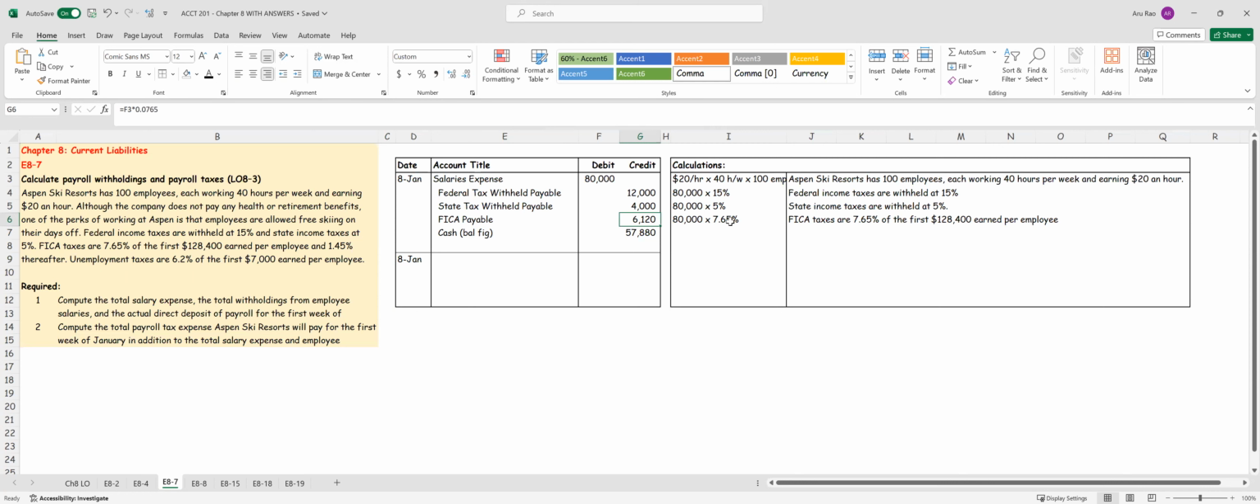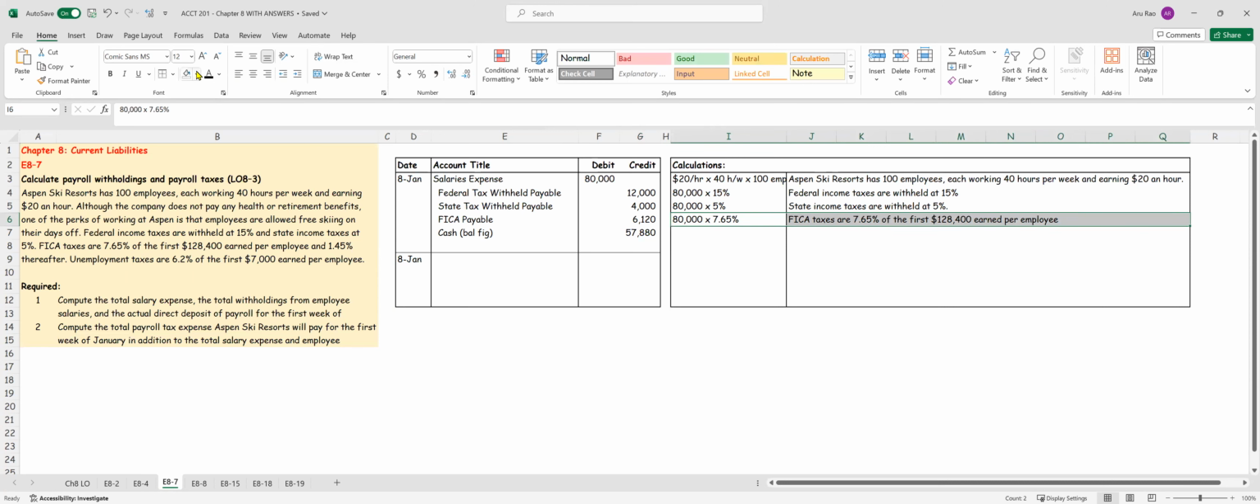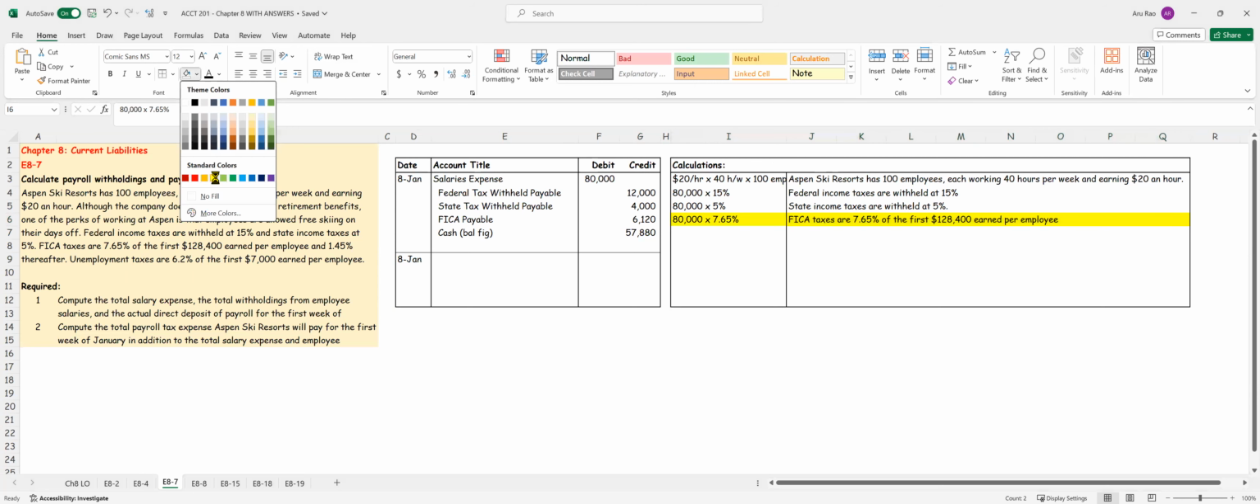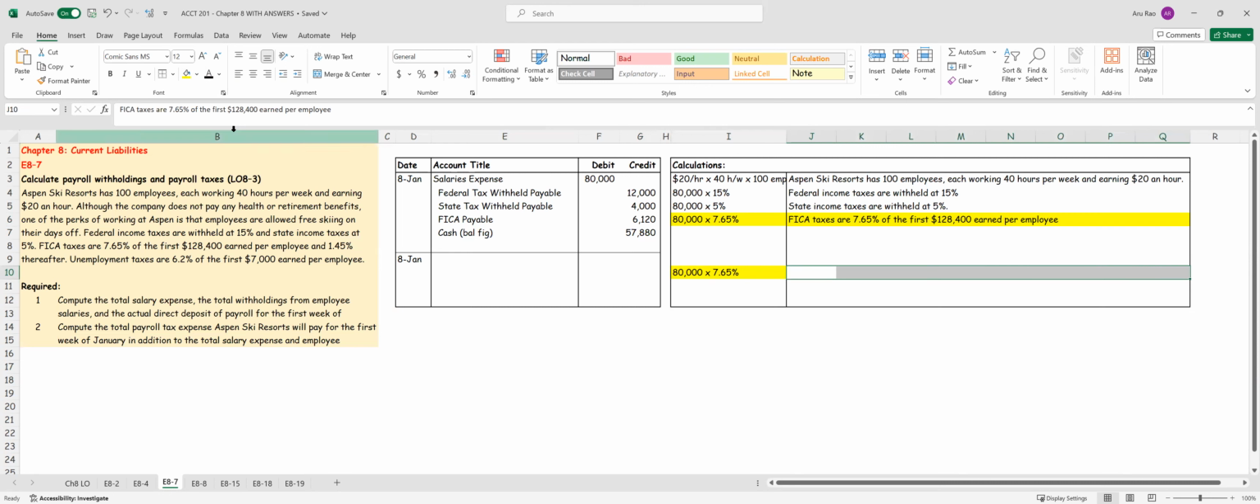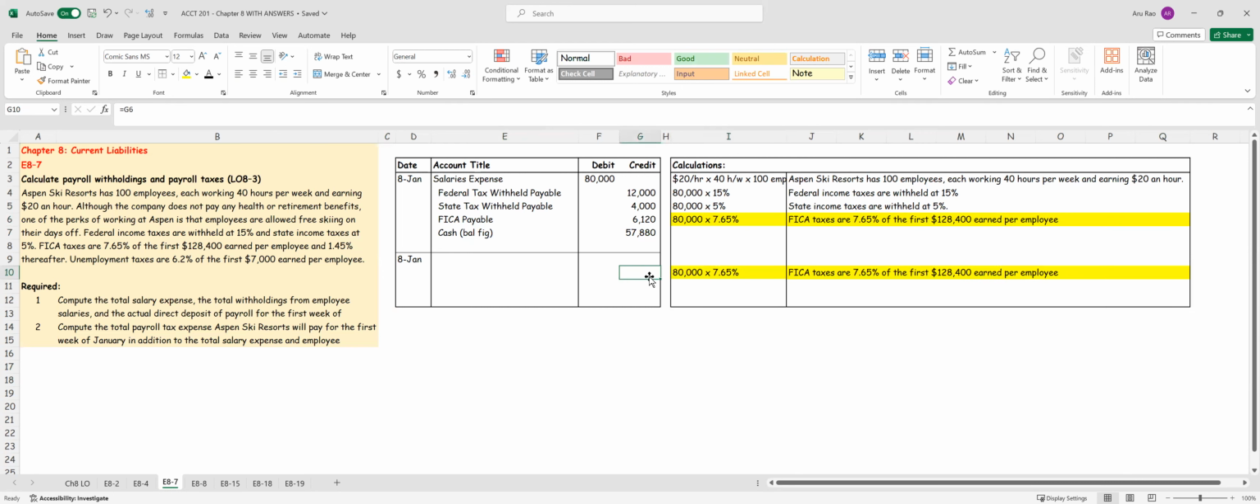This FICA tax that we have over here, let me highlight this over here for us. The FICA tax is paid by the employer and by the employee. Both the employer and the employee pay this FICA tax. The equal amount, the exact same amount. So I didn't need to recalculate. I could have just copied this number from over here, but I've done the calculation. So this is my tax.